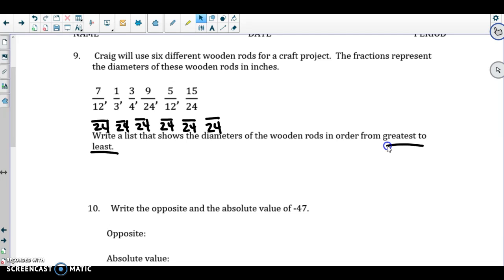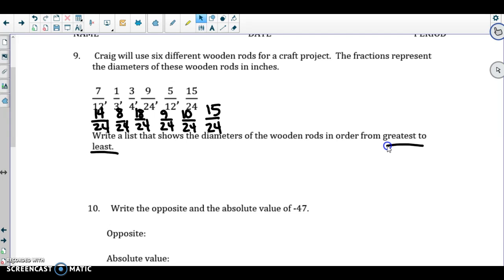7/12, well, if I double 12, I have to double the 7, so that's going to be 14/24. If I go from 3 to 24, I multiplied by 8, so 1 times 8 gives me 8/24. 3/4, well, 4 goes into 24 6 times, so 4 times 6 gave me 24, so 3 times 6 is going to be 18. The 9/24 stays the same. That's good. The 12th, I multiplied by 2, so I've got to multiply the 5 by 2 to get 10. And then this one stays the same too.